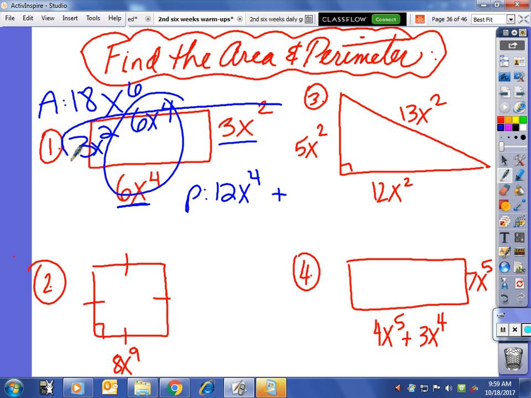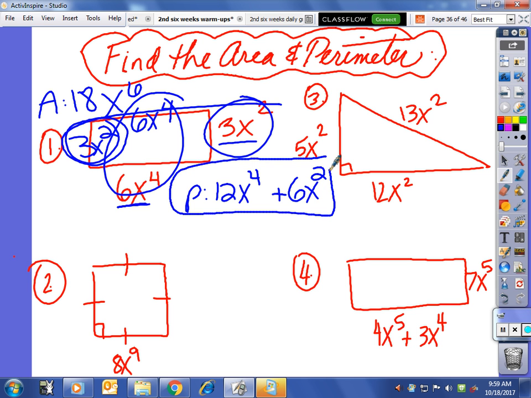Plus, now I'm going to add the other two sides, the widths or the lengths or whatever you want to call them. 3x squared plus 3x squared is 6x squared. So that's my perimeter, and here's my area. Notice on area, exponents change. On perimeter, they never change. Are we good with rectangles?